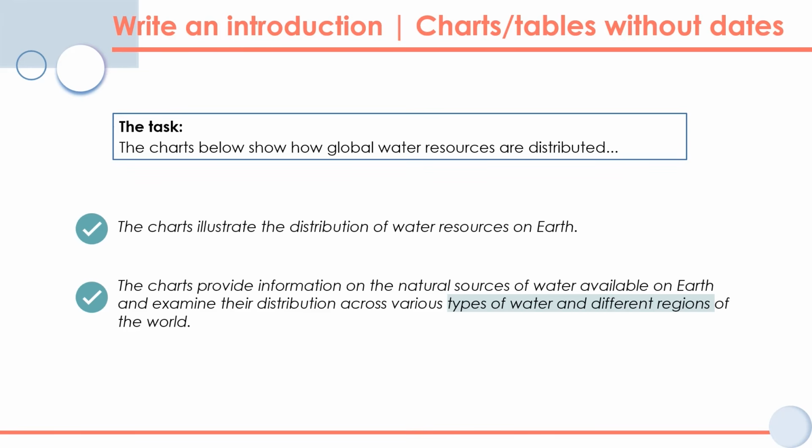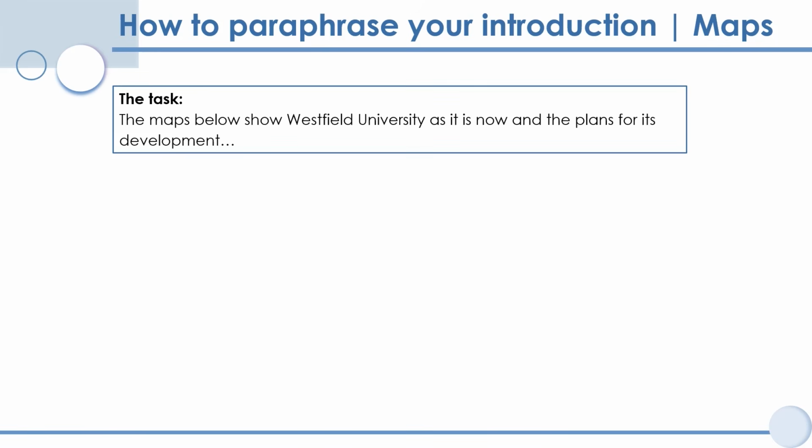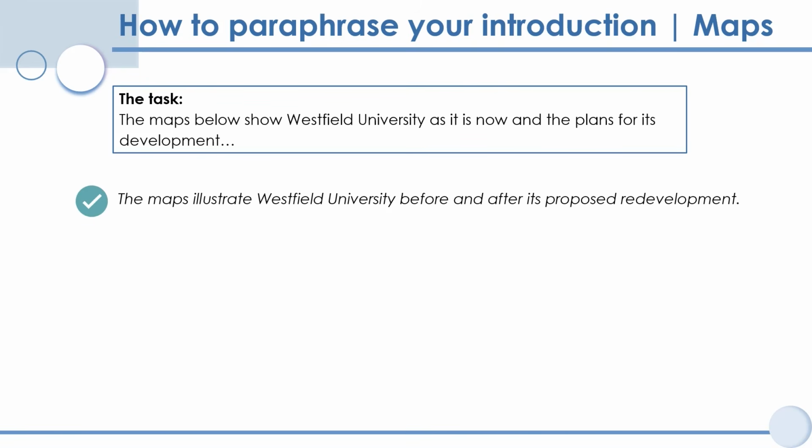Let's have a look at other types of tasks. How can you paraphrase the task sentence if you have maps? The task is: the maps below show Westfield University as it is now and the plans for its development. All you need is some small changes, nothing drastic. Have a look at this one. The maps illustrate Westfield University before and after its proposed redevelopment. I changed plans for its development into proposed redevelopment.